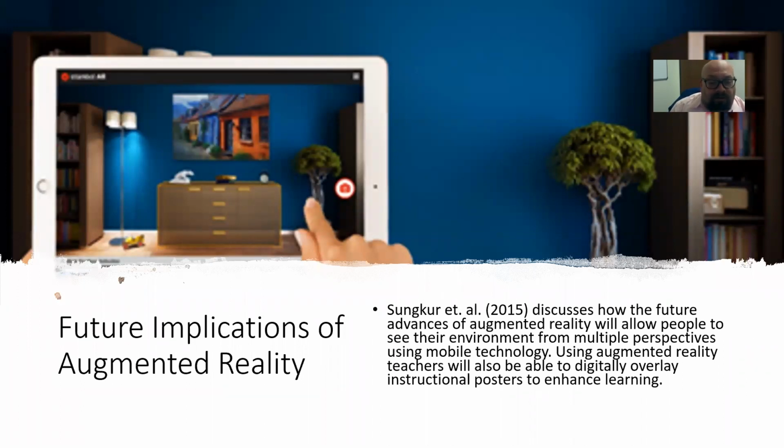Other future implications of augmented reality: Sunger and others in 2015 discussed how the future advantages of augmented reality will allow people to see their environment from multiple perspectives using mobile technology. Using mobile augmented reality, teachers will also be able to digitally overlay instructional posters to enhance learning. Right now, we ask teachers to make their environment a praise-rich learning environment where students can learn about other content areas and concepts they were learning in the classroom. They put it on their walls, and using augmented reality, the teachers could see how the posters would look before they posted them on their walls.